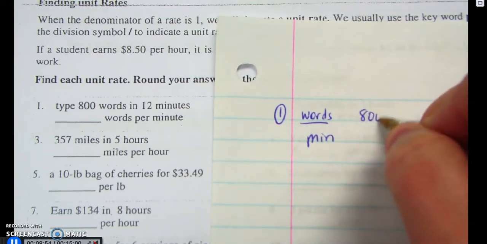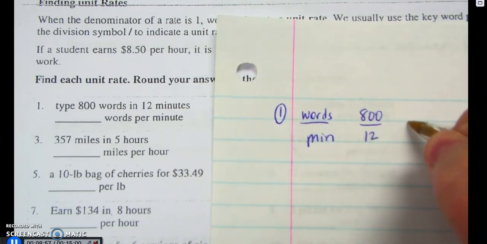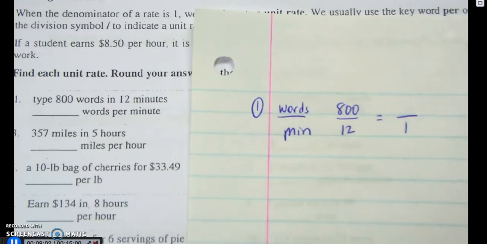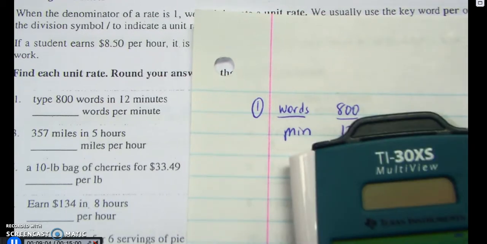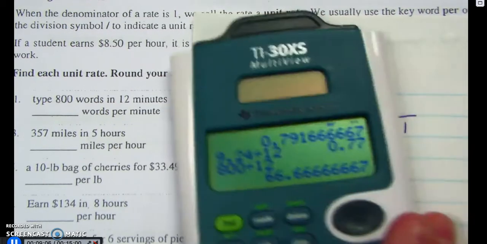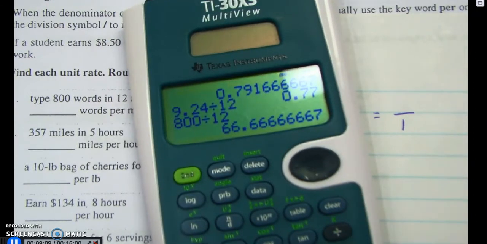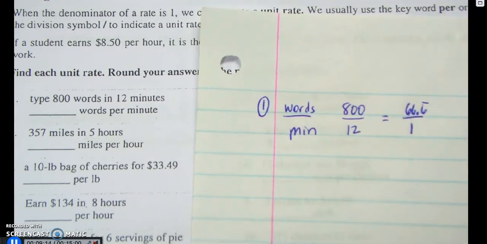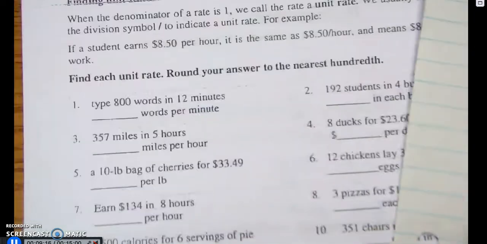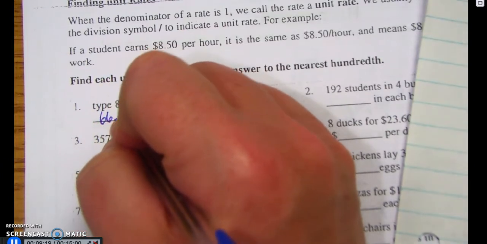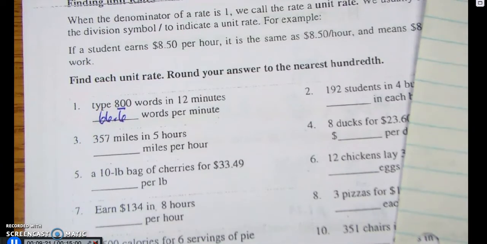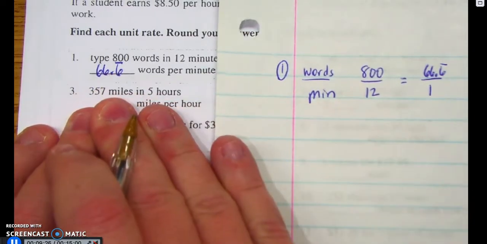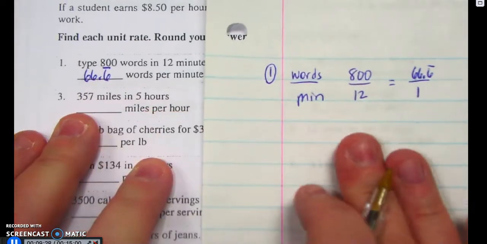800 words in 12 minutes equals how many words per minute? Okay, 800 divided by 12 equals 66.666. Okay, it's repeating. So 66.6 repeating words per minute. Okay, so 66.6 repeating words per minute. Okay, this is what I would expect to see. This is your work that shows this problem. Okay, you let your calculator do the math, but you're going to show me the setup.